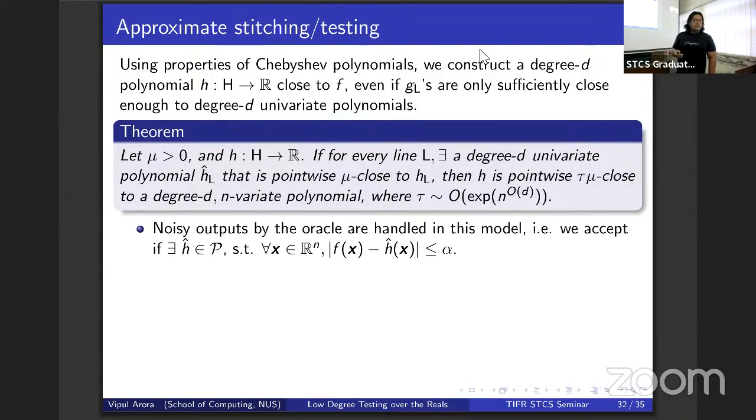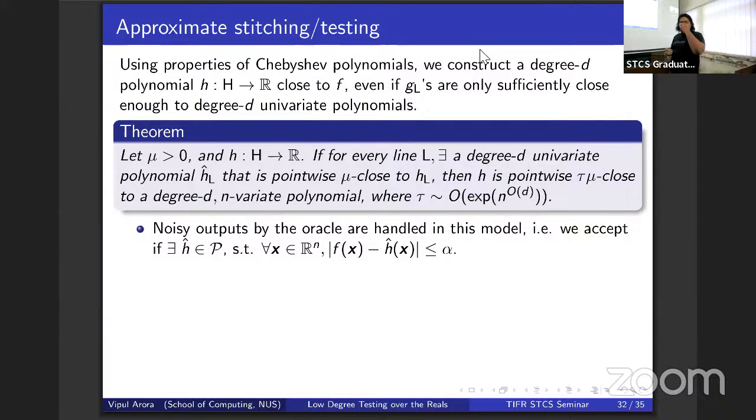Wait, what is happening here? Yes. So in the earlier analysis, we had the G sub Ls. They were degree D univariate polynomials. Precisely. But over here, the G sub Ls are only sufficiently close to degree D univariate polynomials. So that stitching together argument is not going to work. Instead, we are able to show that... So this is an alternative to stitching? You can say that, but we just show that there exists a degree D n-variate polynomial that is close enough to H.